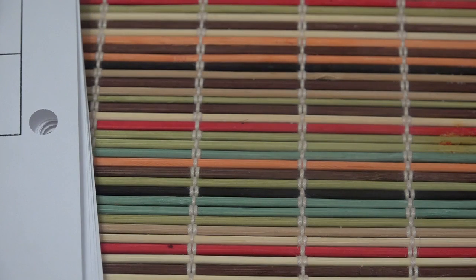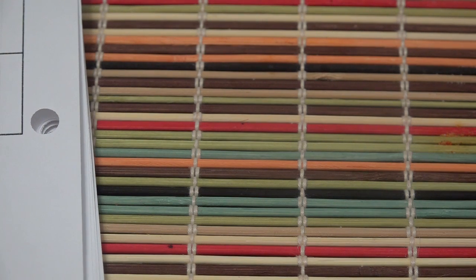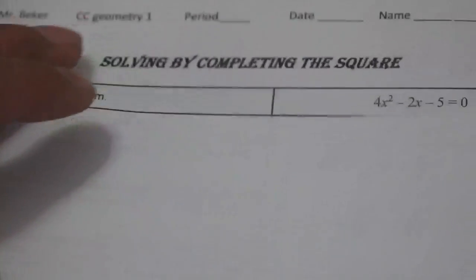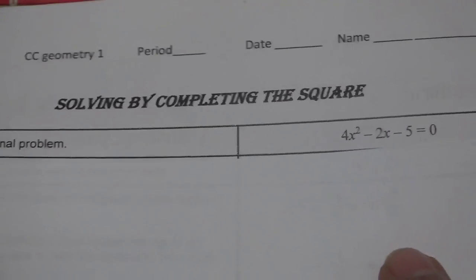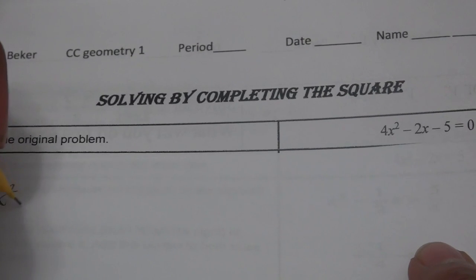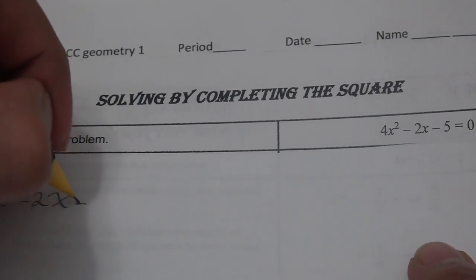Okay. I'm gonna do it on a different page so you can actually see how this works. Okay. So I'm gonna say it and then I'm gonna show you. So I got 4x squared minus 2x minus 5.